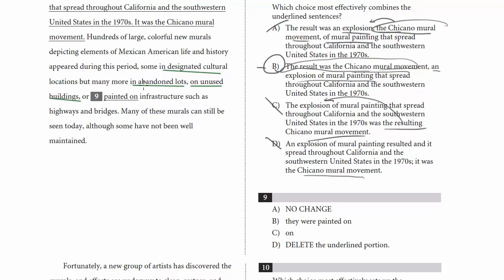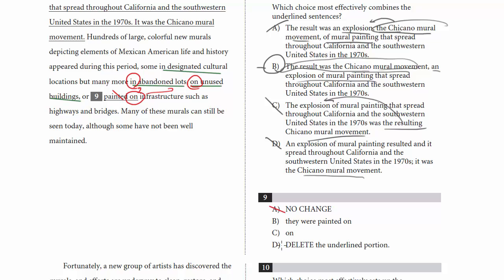So notice, in terms of the parallelism, we have in abandoned lots, on unused buildings, or painted on. Notice earlier we never said painted in abandoned lots or painted on unused buildings. It was assumed. You can assume that if we're talking about murals, they're painted on. That's what a mural is. So we don't need to repeat the painted, for one thing, because it's redundant, but second, because it doesn't fit the parallelism. All we need here is the preposition on to match up with the previous prepositions here.